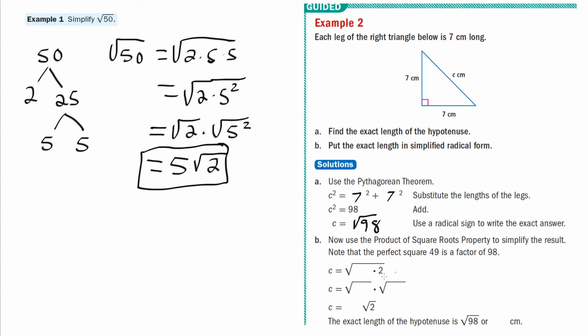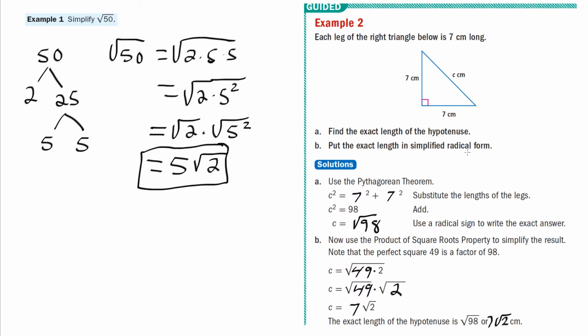is a factor. 2 times 49 is 98, so the square root of this is the square root of 49 times the square root of 2, and we know that the square root of 49 is 7. It factors to 7 times 7, and so our exact answer is 7 times the square root of 2, or 7 square root of 2 centimeters. We've now put this in a simplified radical form.